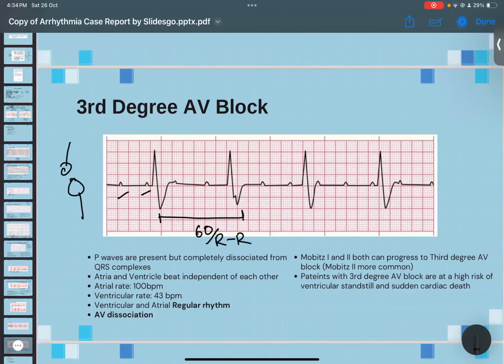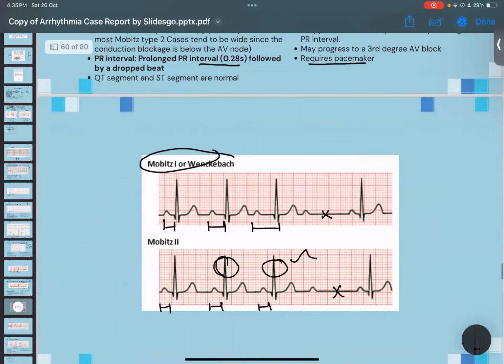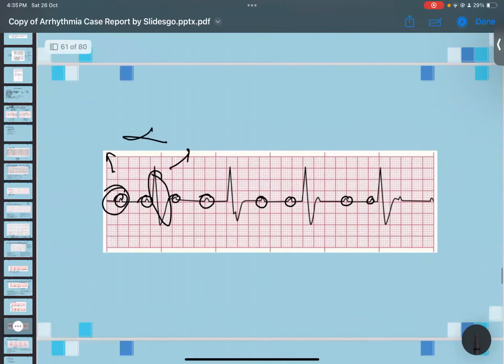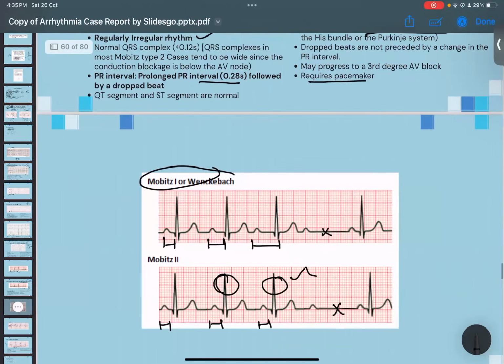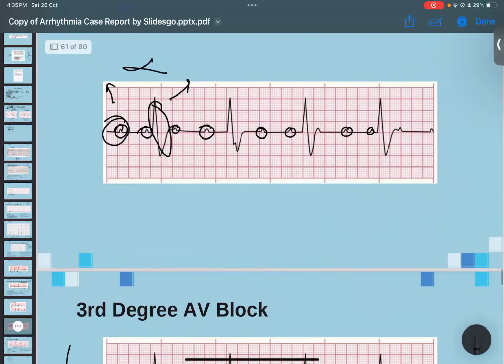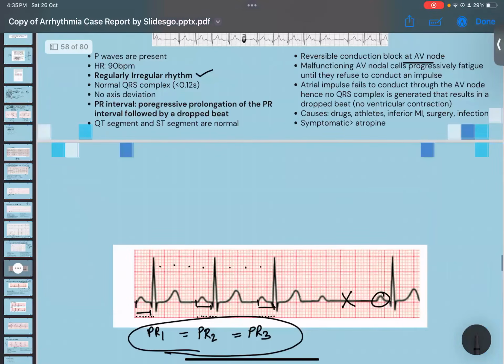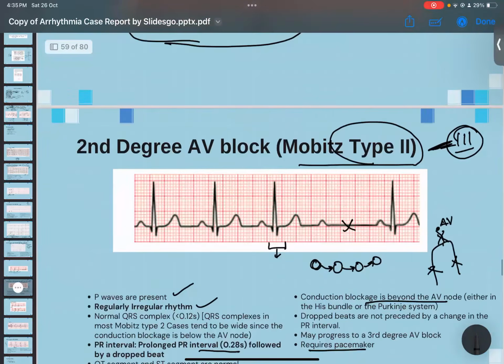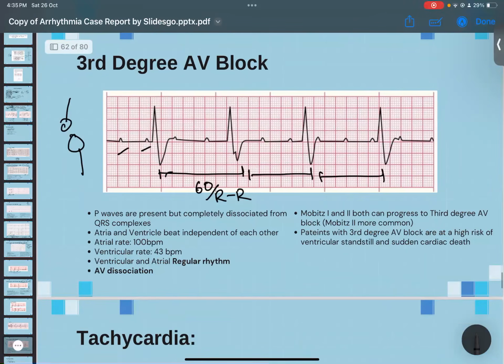And one thing that you will notice here is that this rhythm is actually regular compared to other types of AV blocks. So second degree AV block usually had regularly irregular rhythm, okay? But in third and first degree AV block, you will notice that your rhythm is regular, okay? Because the RR intervals are going to be regular, mainly because the ventricles are contracting at their own rate, okay? And so that's why you're going to have a regular rhythm. But then again, because you're contracting independently from the atria, it's called AV dissociation.